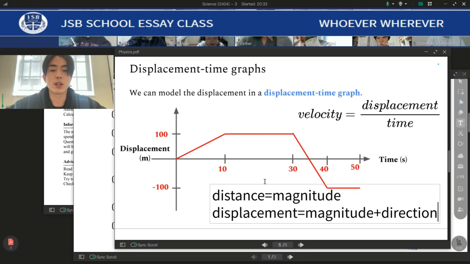So that's why you can see here a displacement time graph. We can now have a negative displacement. You can see here it goes negative, which doesn't seem to make sense. But what do you think negative means? Anyone? What do you guys think negative means?